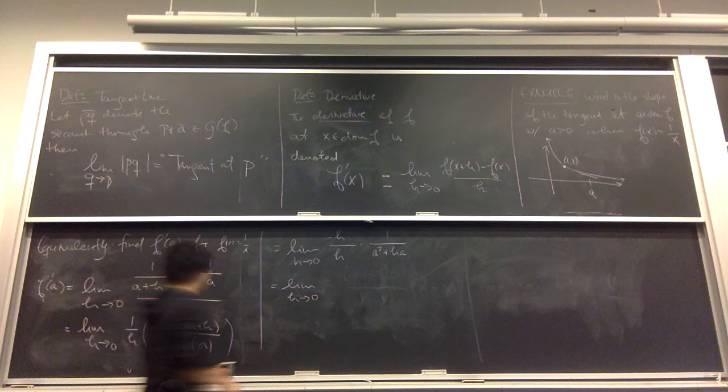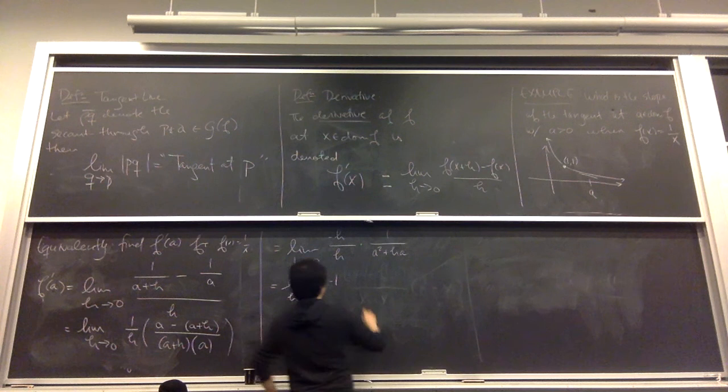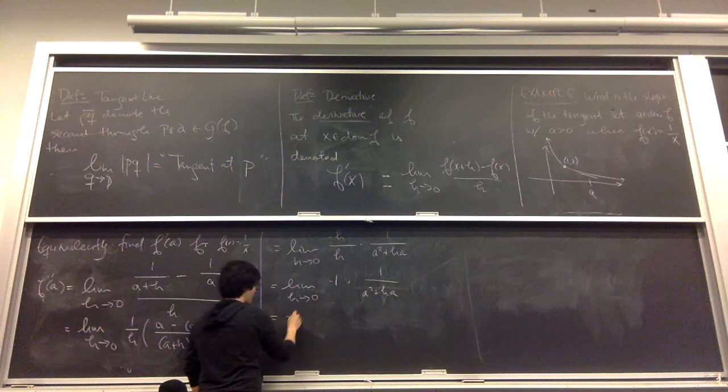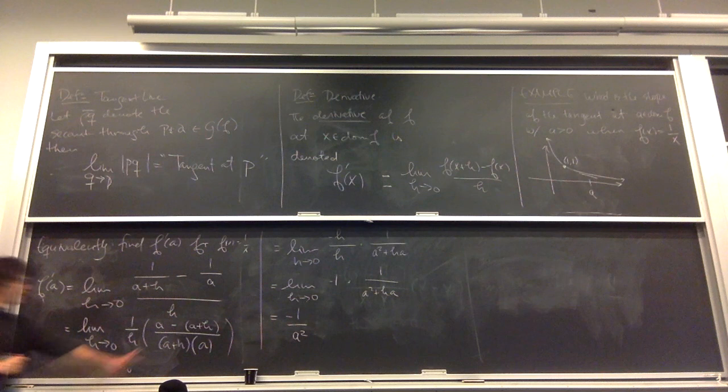Let's just try plugging in some numbers. So here I get minus 1. And then over on the other side, I'm going to get 1 over a squared plus ha. If I take h to 0, this will become 0. So I'm left with minus 1 over a squared. So what have I just found? I found this value, which happens to be equal to f prime of a, the derivative.